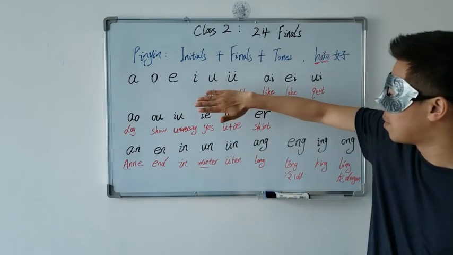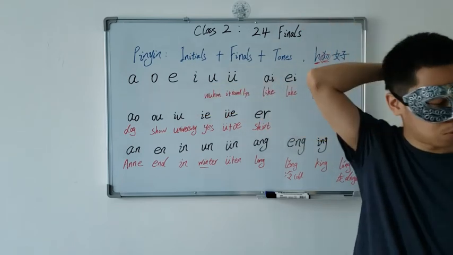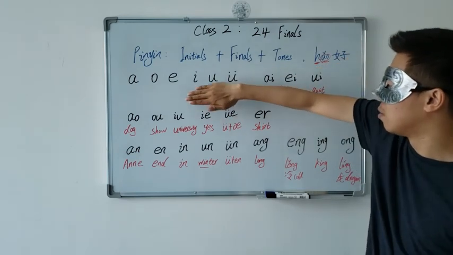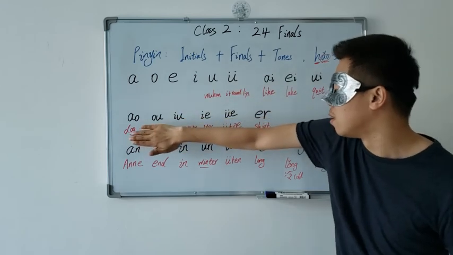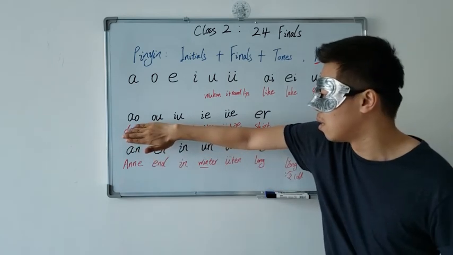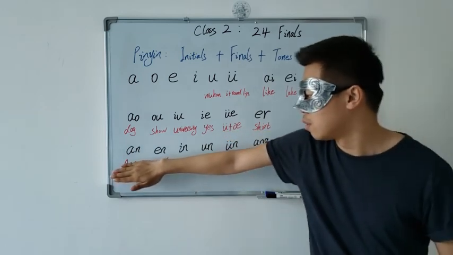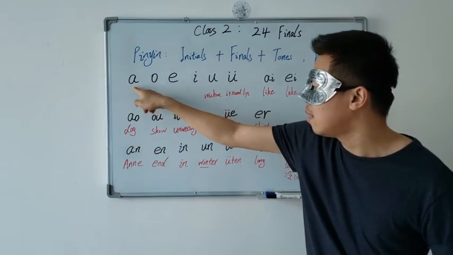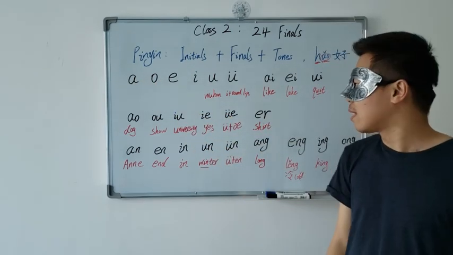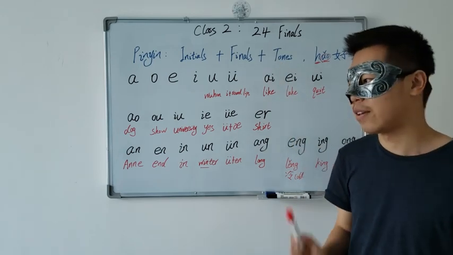When you try to memorize or write them down, don't think of English. I just use English to help you know the pronunciation. Do not think of these English words. Just memorize the letter and its pronunciation. That's it. Next class we are going to learn the tones and some fixed pinyin.